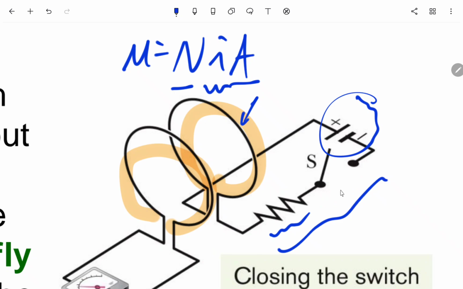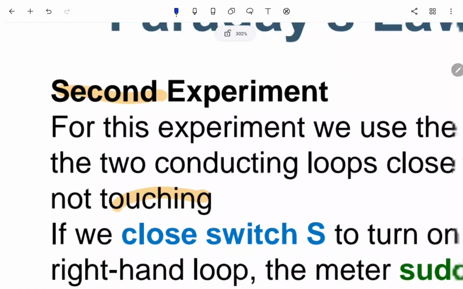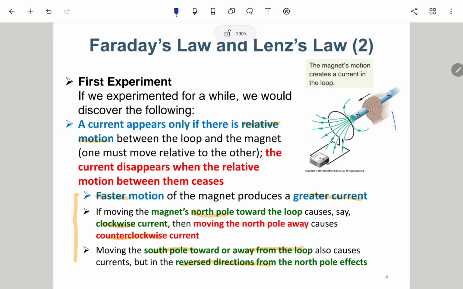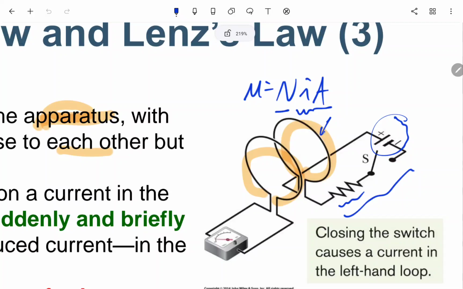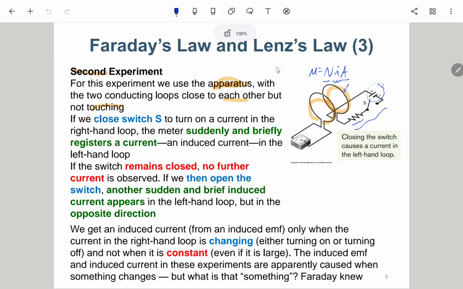So this kind of current does not necessarily need relative motion, but for this one we need it, because with this magnet bar we cannot change the magnetic dipole pattern. So we need to change the B field by moving it. Here, if we have a switch, we can change the B field generated by this coil, so we don't need to physically move it.